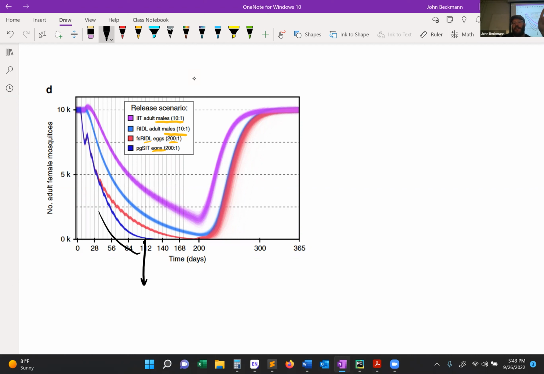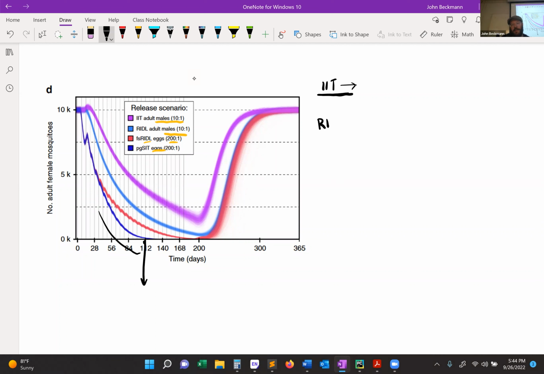This is an interesting question. Why can't you release eggs with IIT? Why do you have to release adults with IIT? Explain that to me. So say you get a batch of eggs and you release them. Why is that bad for IIT? You can't have females. Yeah, because 50% of those eggs are going to be females. So you cannot release eggs with IIT.